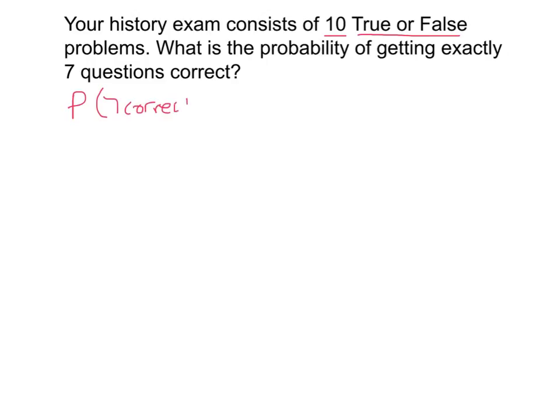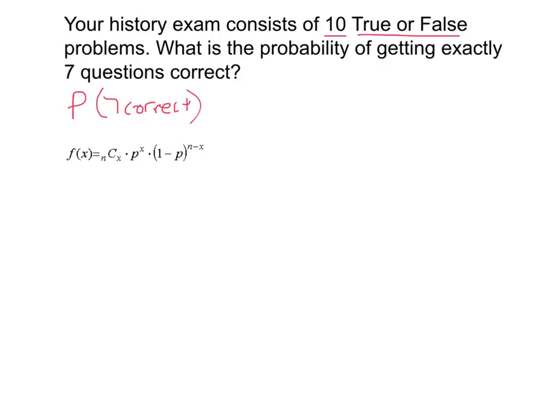So what we need to do is pull up our binomial probability formula. So here we have it. The probability of x, or the function of x, is going to be nCx times the probability of x times 1 minus p to the n minus x. So before we even plug things in, let's talk about what the different things are.